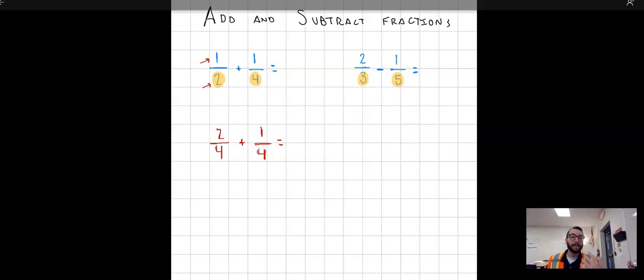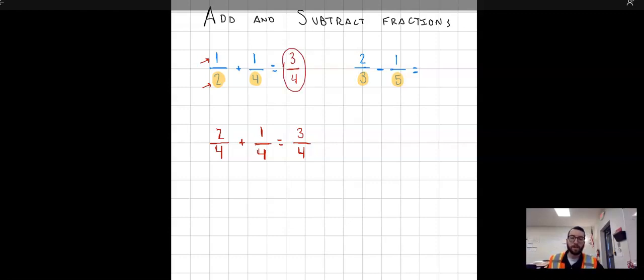Once you do that, then you add across, but do not add the denominators. It stays the same. Since both denominators are 4, 4 stays on the bottom. Your numerators, the top numbers, you add across. 2 plus 1 is 3. And you cannot simplify 3/4, so the answer is 3/4.